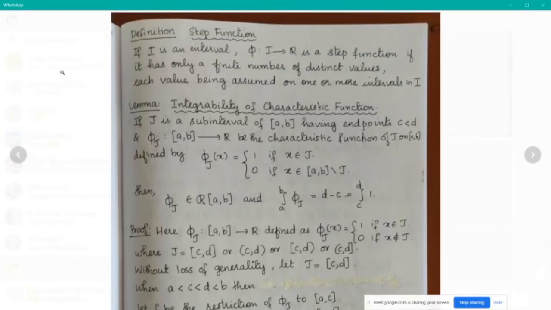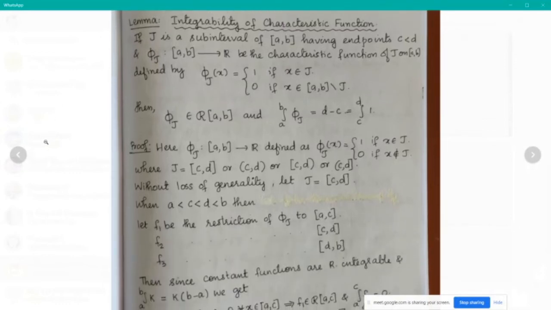അപ്പോൾ what is the step function എന്ന് ആദ്യം എഴുതിയിട്ടുണ്ട്. If phi is any interval, step function phi is a function from I to R which takes only finite number of distinct values and each value being assumed on one or more intervals, sub-intervals of I. Okay. Now first we consider the integrability of characteristic function.